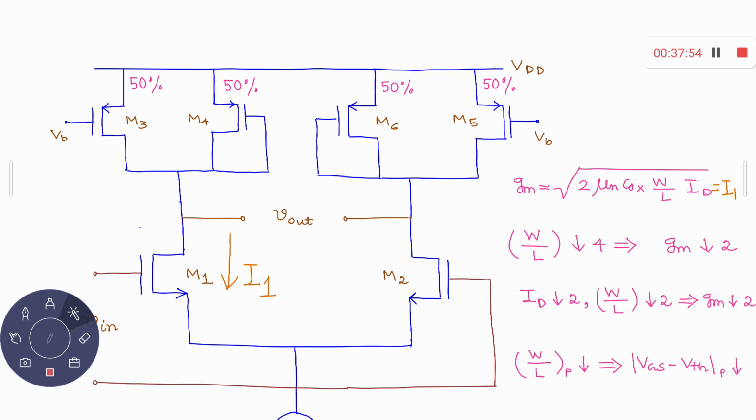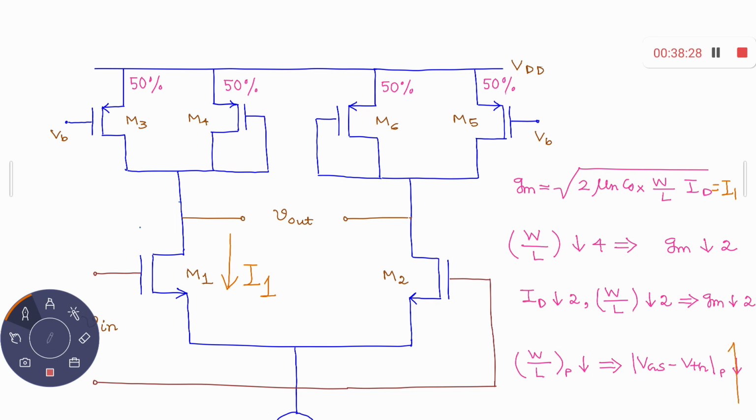Now, if W by L is reduced by a factor of 2, go to that expression. In order to keep the current constant, this VGS minus VTHP will increase by a factor of root 2, that is 1.414. But if W by L is reduced by a factor of 4, then this VGS minus VTH will increase by a factor of 2. So in one case, the overdrive voltage should not be reduced; it should be increased.